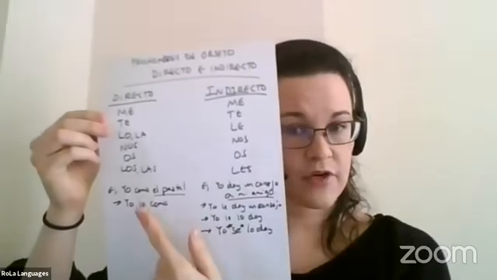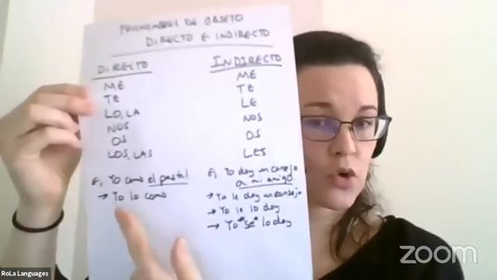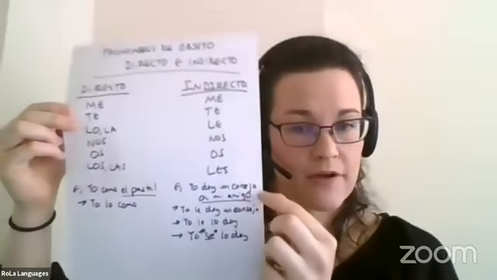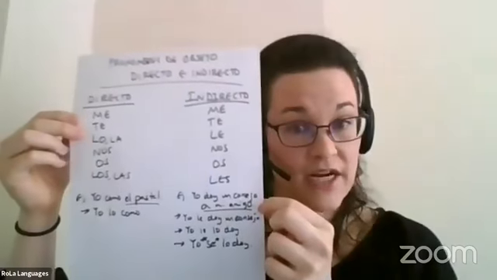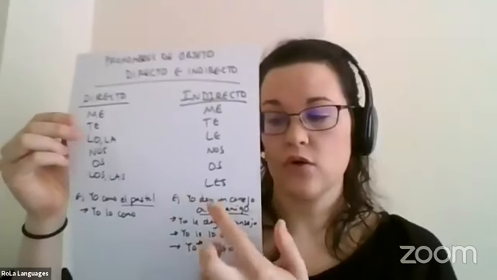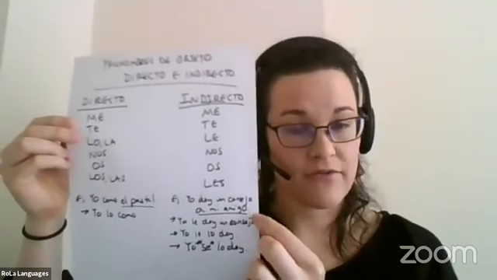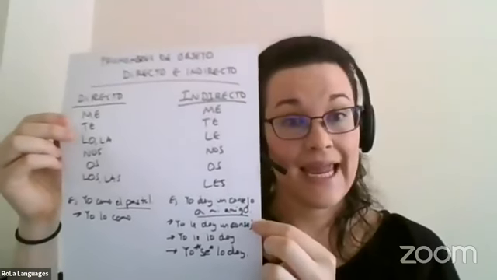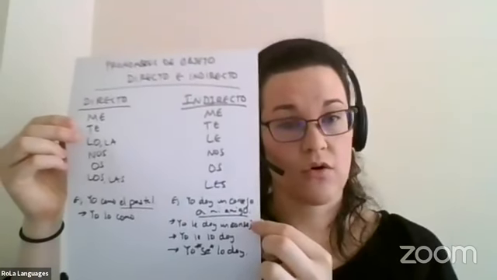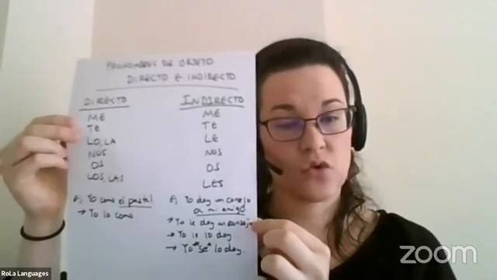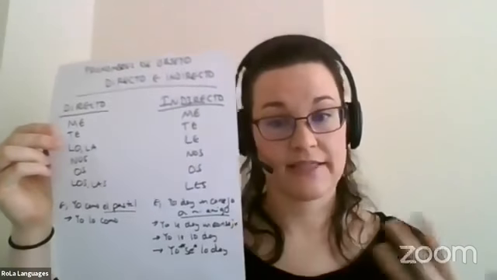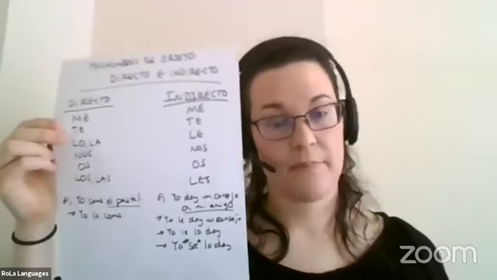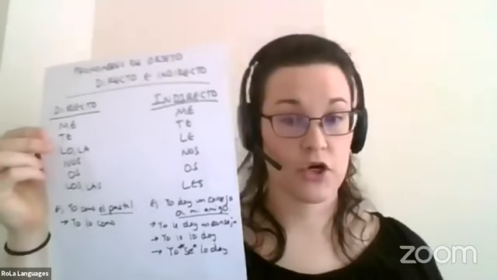Again, we did our example over here. Yo como el pasta becomes yo lo como. But now to do an example of an indirect. So if I say yo doy un consejo a mi amigo, I give advice to my friend, I'm going to rewrite this as yo le doy un consejo. Yo le doy un consejo. It's like saying I give him some advice, or I give her some advice.